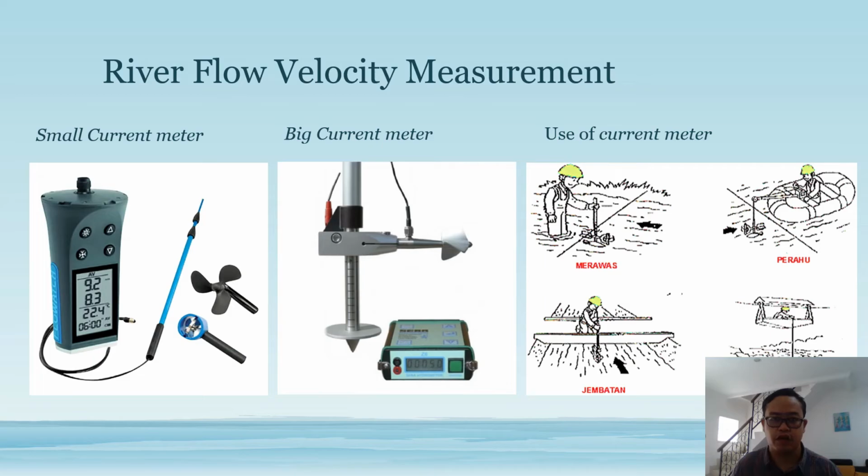And this is the use of the current meter. Could be, we call it merawas. Merawas is when we stand in the river and walk in the river to measure the velocity of the flow. And the second one is by boat, the third one is on the bridge, and the last one is a cable car. So these are all the methods that we can use to measure the velocity by current meter.